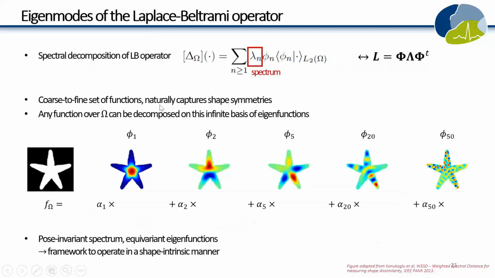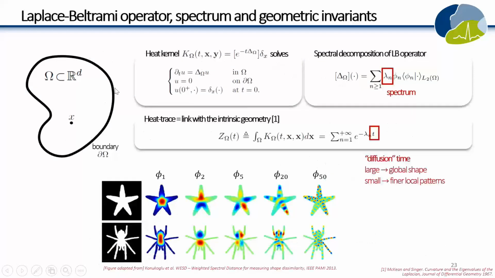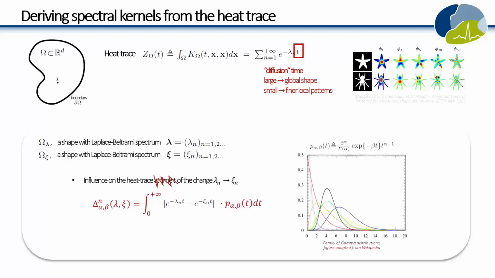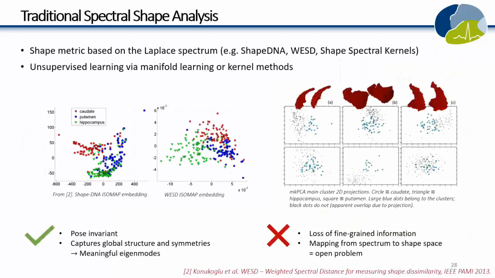I'll skip all the details, it's not really important. The idea is that you can represent any functional signal as a combination of these patterns that are created at different frequencies, which are eigenmodes of the Laplace-Beltrami operator. And you can do a lot of mesh processing operations within this kind of framework. So for instance, it's been used for shape classification, shape analysis. I'll skip all these details, it was optional anyway.